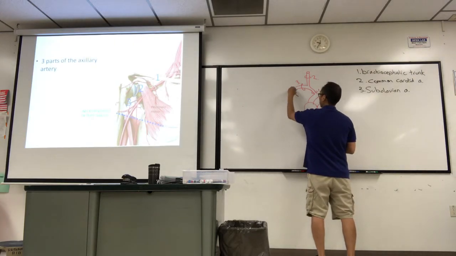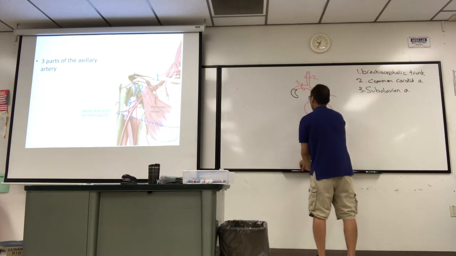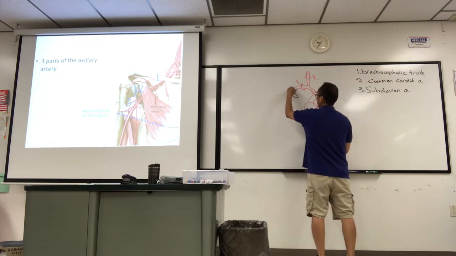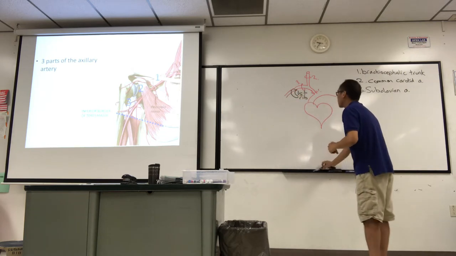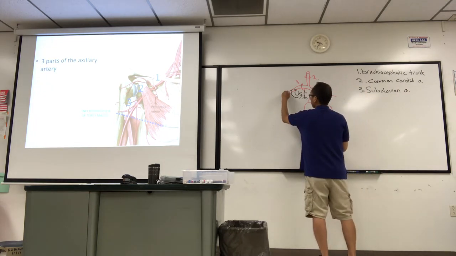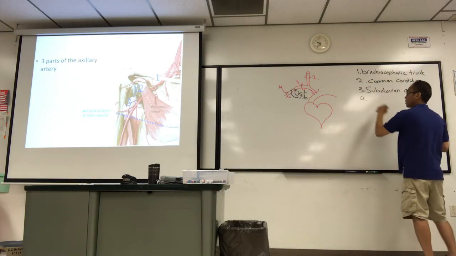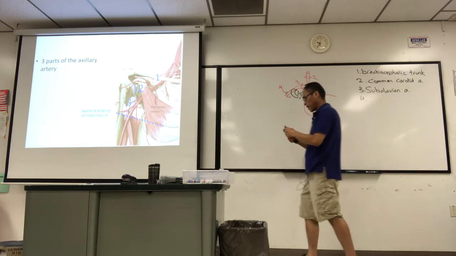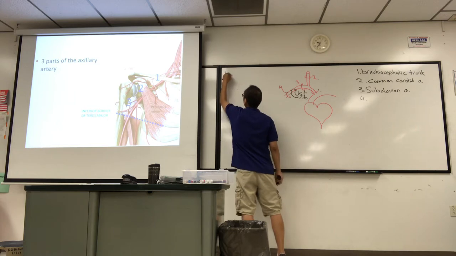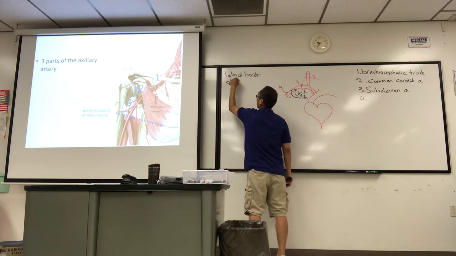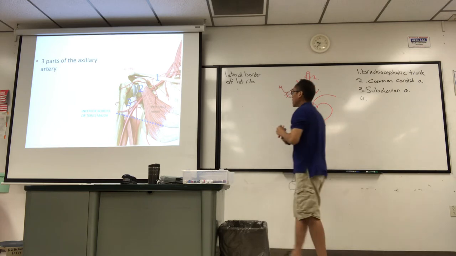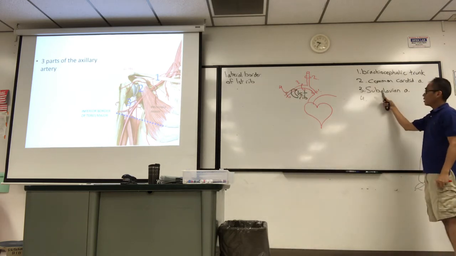So I'm going to draw the first rib, and the artery passes by it. Now, subclavian becomes axillary. Did you say the lateral border of the first rib? Yeah, let's get that down. That's the specific language that anatomists like to use. Lateral border of the first rib, that's where the subclavian artery becomes the axillary artery.